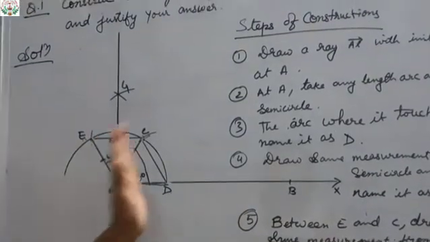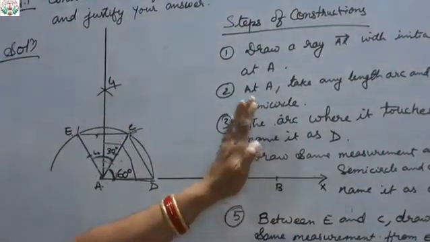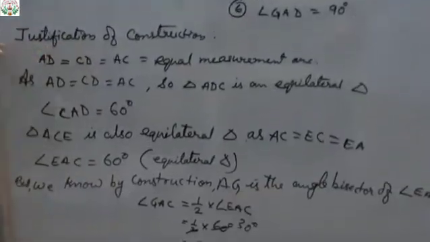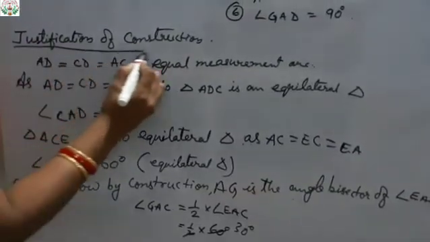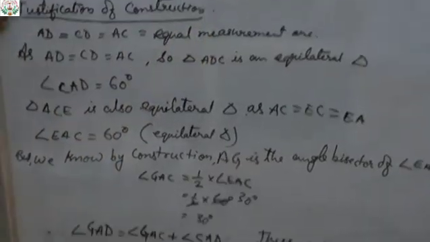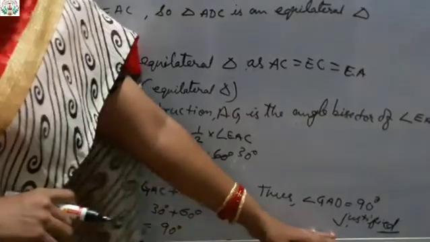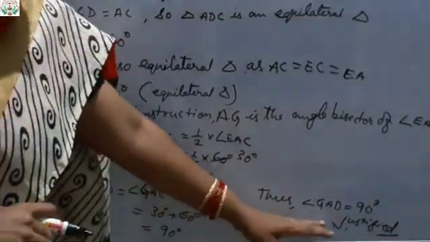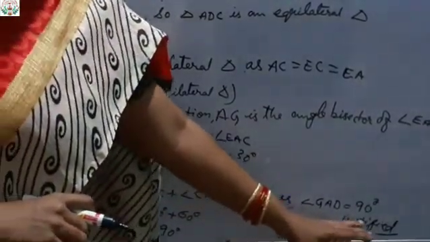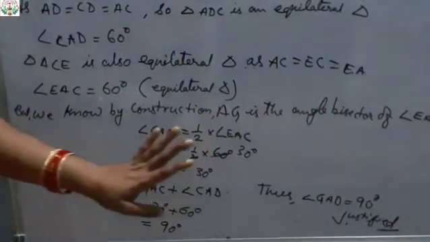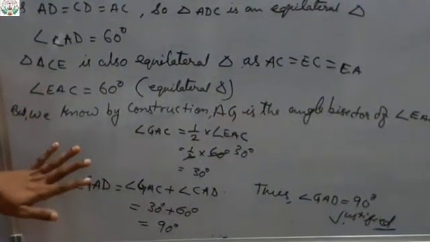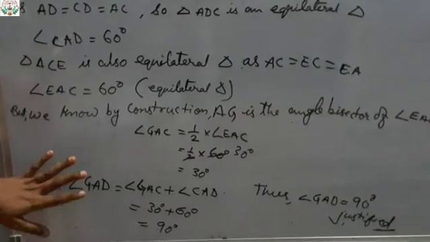After that, you go for steps of construction. After steps of construction, come to justification of construction. Here also you write all these things and at last you write justified, means this angle GAD is equal to 90 degree. So that is justified. Clear? Understood, children? Okay.